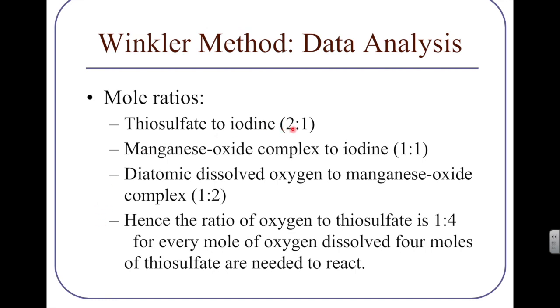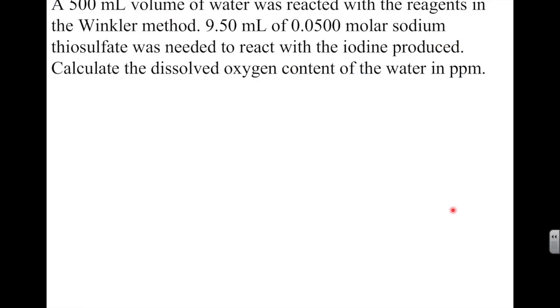Now you end up with this 2-to-1 ratio and a 1-to-1 ratio and then a 1-to-2. But basically, you really just need to know that the ratio of oxygen to thiosulfate is 1-to-4. So for every mole of oxygen, there are 4 moles of thiosulfate needed. Okay? Just kind of remember that one. That's the important number, 1-to-4. 1 oxygen to 4 thiosulfates. So you will have to take this and you need to change the numbers that are in your notes.